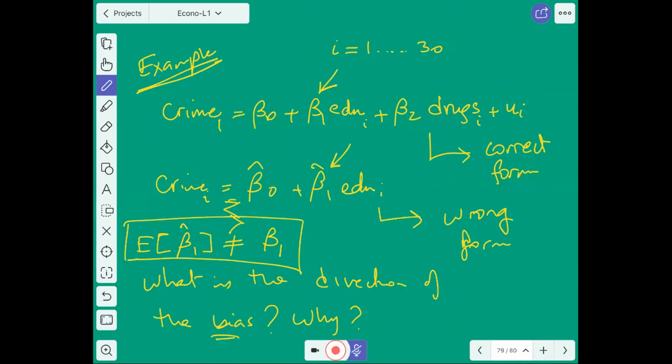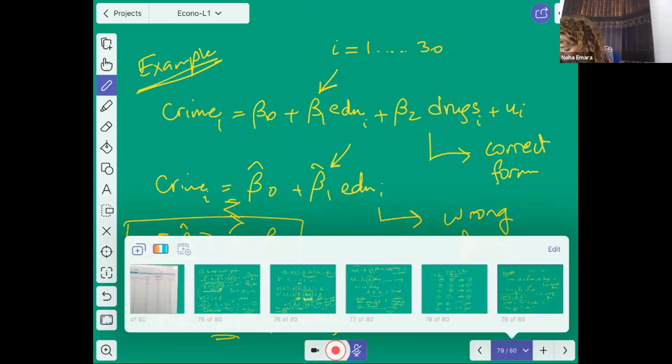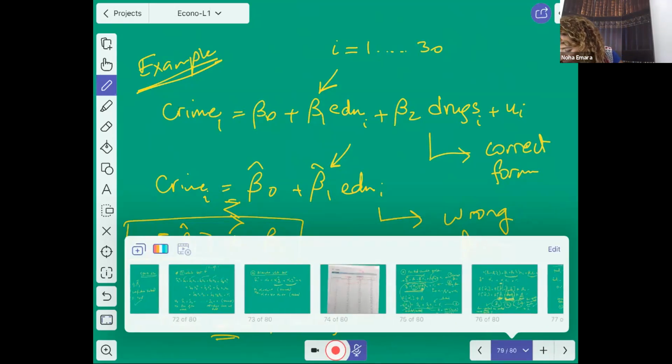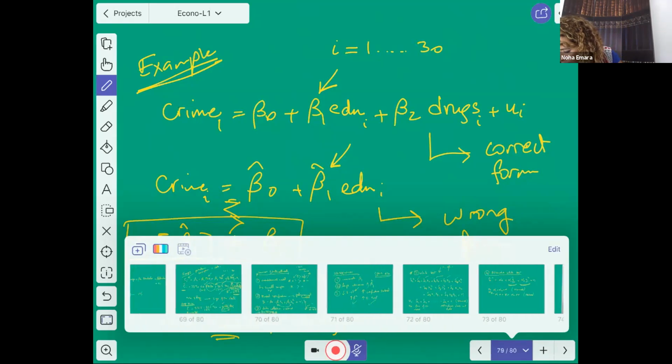Exactly. Once you get your regress command, all you need to do is a VIF. You just type VIF under it. So let me show you. I have it somewhere here. It's right before our discussion.